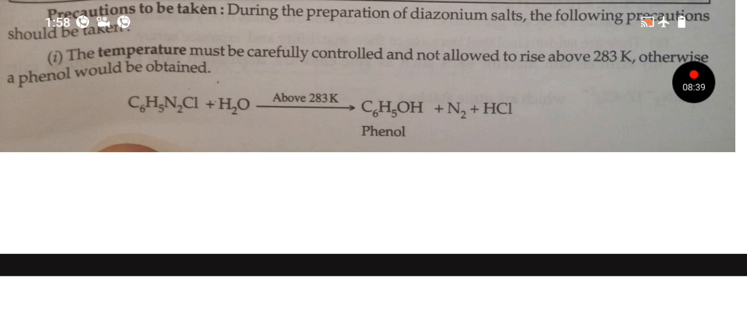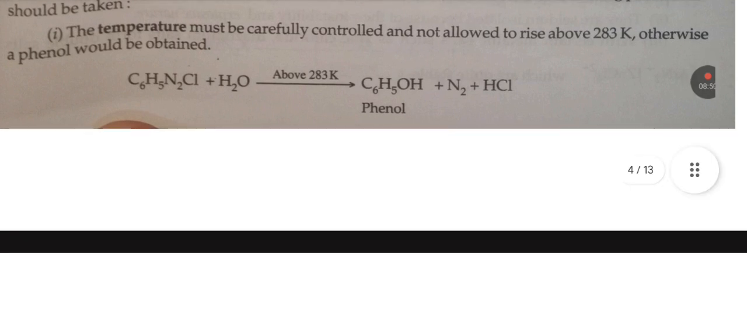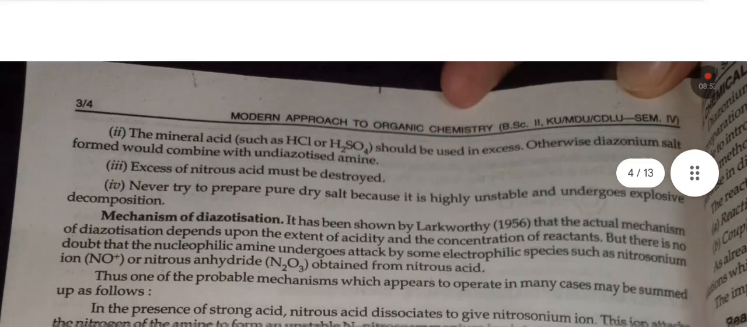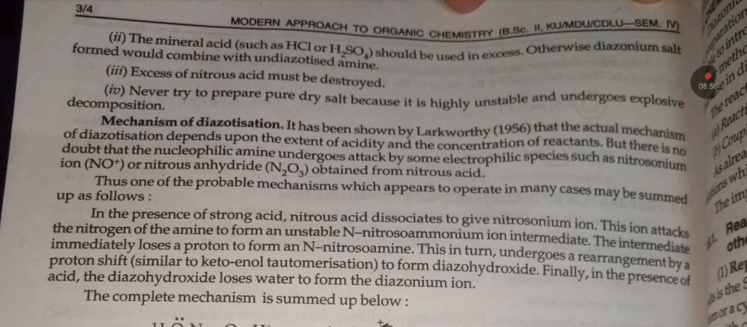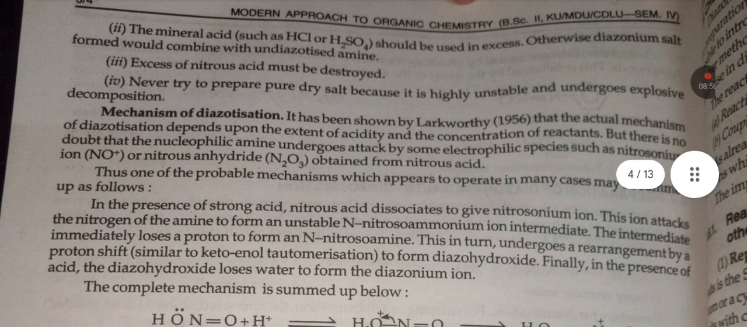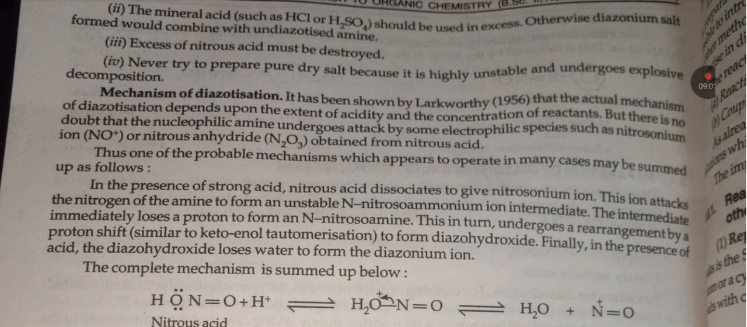During the preparation of diazonium salt, the following precautions should be taken. Temperature must be carefully controlled and not allowed to rise above 283 Kelvin, otherwise a phenol would be obtained. The mineral acid should be used in excess, otherwise the diazonium salt formed would combine with undiazotized amine. Excess of nitrous acid must be destroyed. Never try to prepare pure dry salt because it is highly unstable and undergoes explosive decomposition.